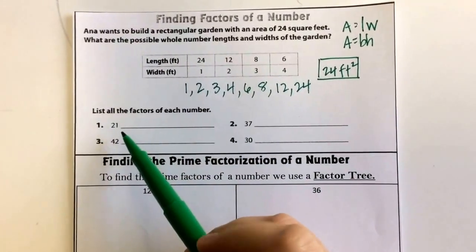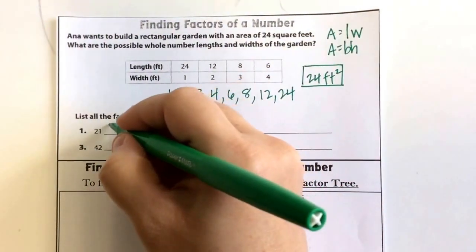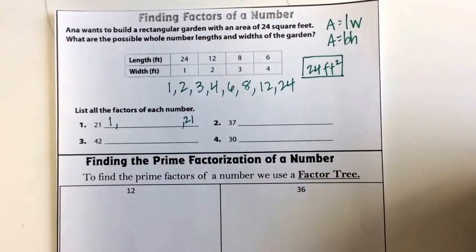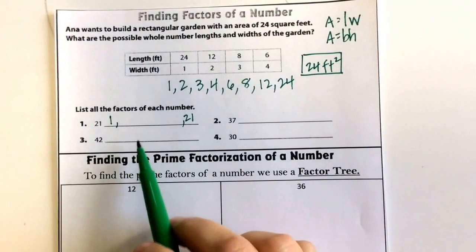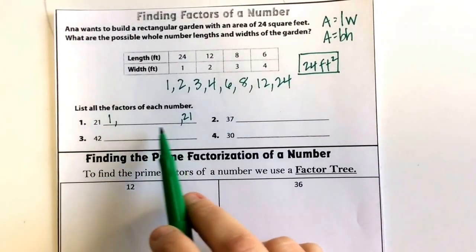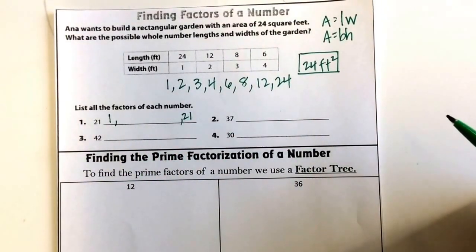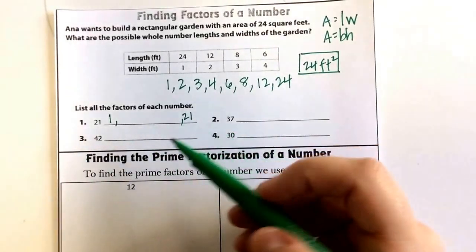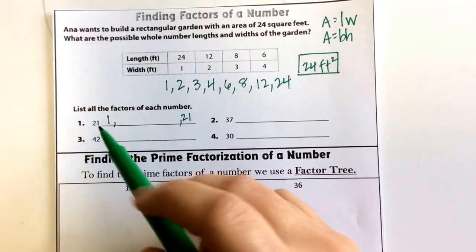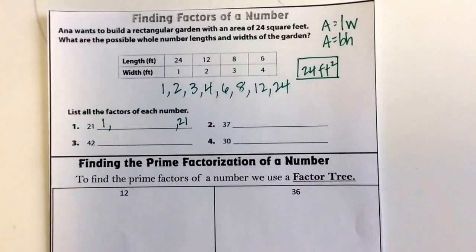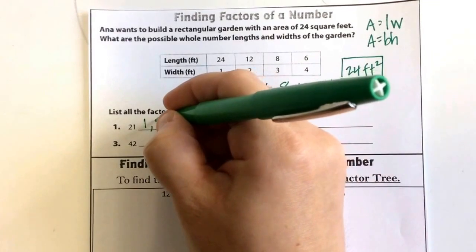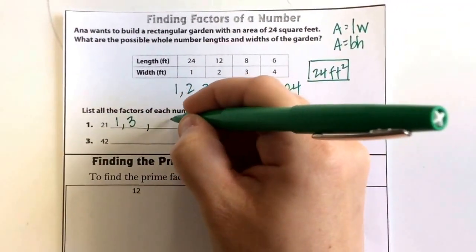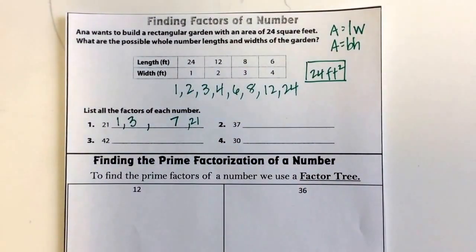So if you look at 21, I know for sure that 1 times 21 gives me 21. And notice I left some space for the other factors to come back in. At this point, I'm not really sure how many there are, so I just left enough space so that we have room. And then you can ask yourself, okay, do we think 2 goes into this? No, because it's not even. And so we'll try 3. Well, I know that 3 times 7 is 21.